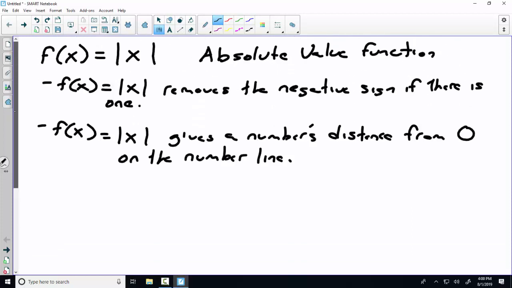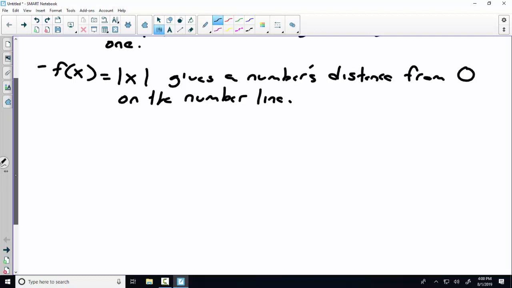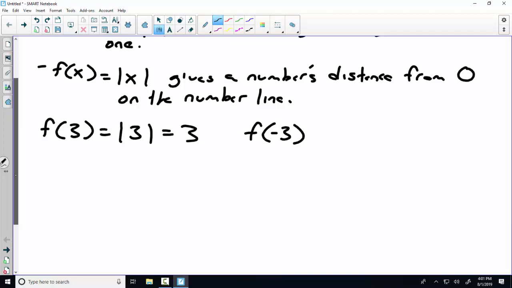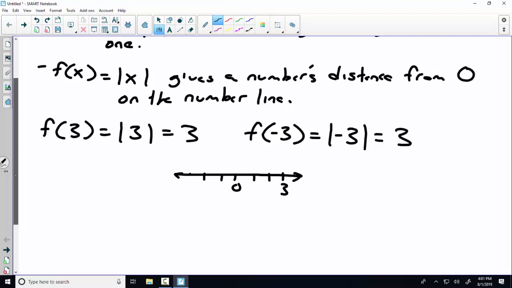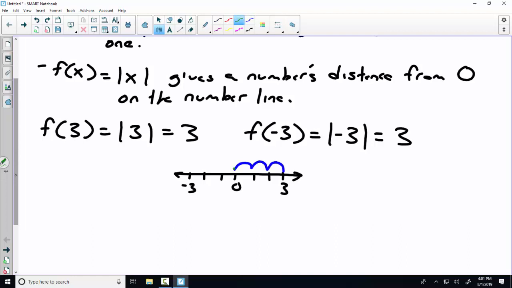So, if you put a 3 in there, absolute value of 3 is just 3 because 3 is 3 units away from 0. But if you put a negative 3 in there, that's also 3 because negative 3 is also 3 units away from 0. So even though they're in opposite directions on the number line, both 3 and negative 3 are 3 units from 0, so both 3 and negative 3 have an absolute value of 3.